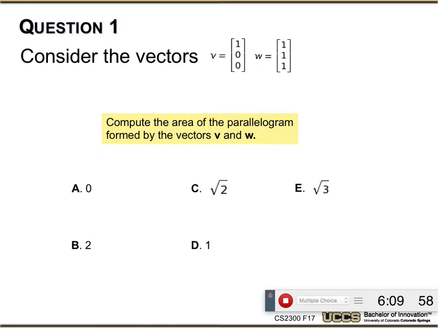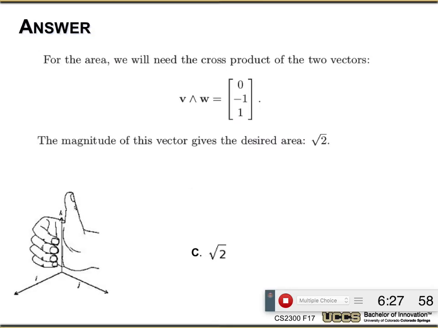Okay, so Brianna, Tom, how did you solve this? Right, okay, so you take the cross product and then you take the magnitude of the vector that comes out of it and that gives you the area. That's the easy way to solve this one. So take the cross product, you get the magnitude of the area, and I'll go through the cross products in just a second. And you get the answer is the square root of 2, so the answer was C.